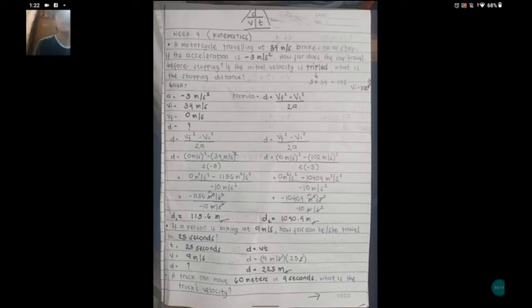Then negative 10,404 over negative 10 is equals to 1,040.4. So ang ating sagot sa second question for the first problem ay yung 1,040.4 meters. So, sunod tayo sa second problem. Dito, nagkamali ako sa pagkaka-arrange ng mga tanong kasi yung mga sumunod dito na tanong ay yung pang basics lang dapat muna.